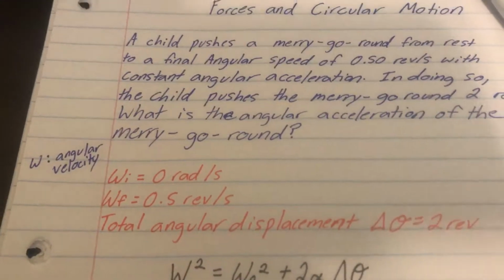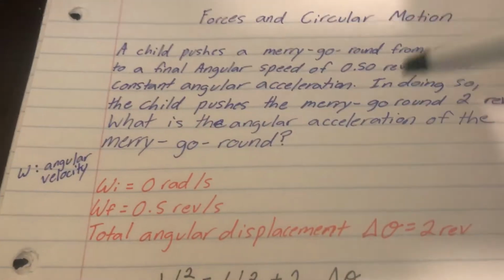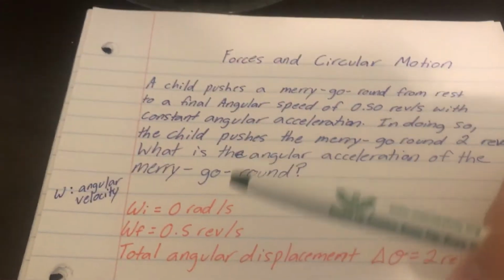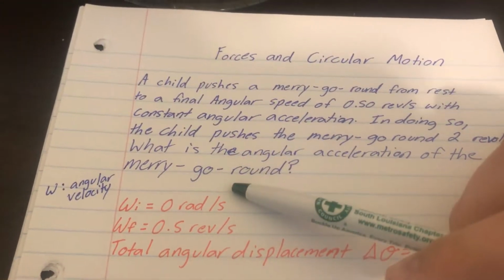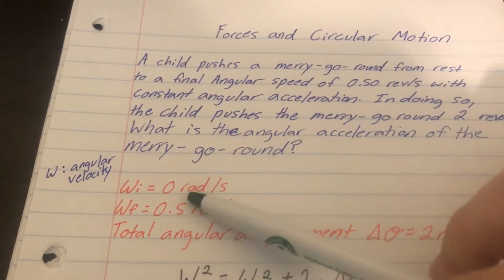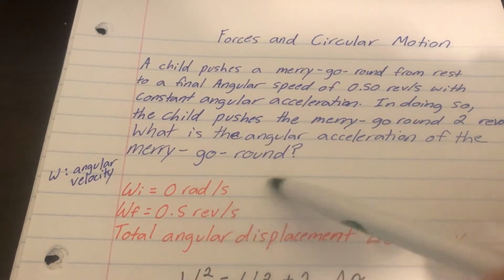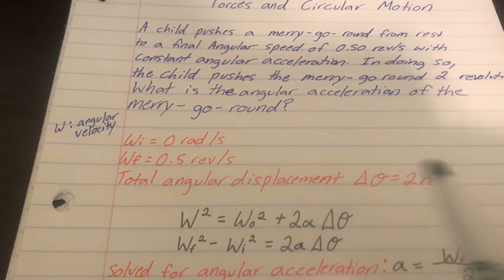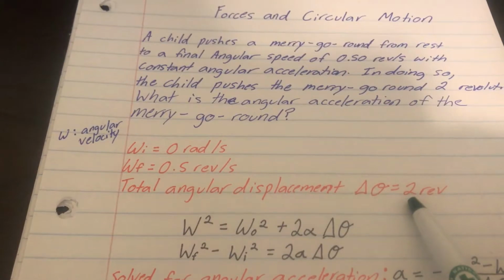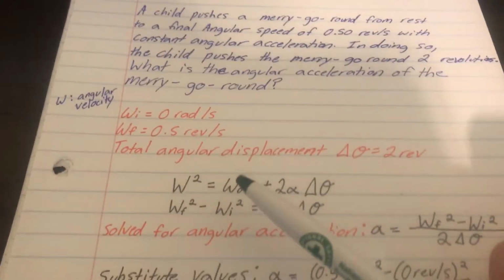So my initial angular velocity is 0 radians per second because it started from rest. And then my final angular velocity is 0.5 revolutions per second. The total angular displacement equals 2 revolutions.